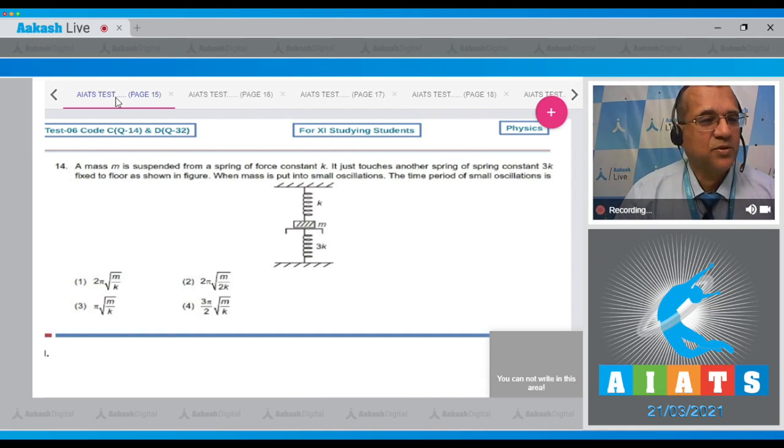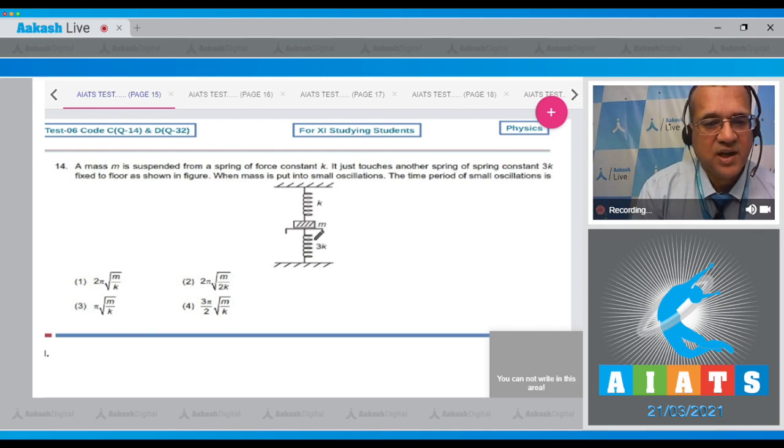Let's look at question number 14. A mass m is suspended from a spring with force constant k. It just touches another spring of spring constant 3k fixed to the floor, as shown in the figure. When the mass is put into small oscillation, what is the time period of small oscillation? Now, dear student, when it is in contact, it is pushing down the lower spring also, so in that case it becomes a parallel arrangement. So k effective becomes equal to 4k.